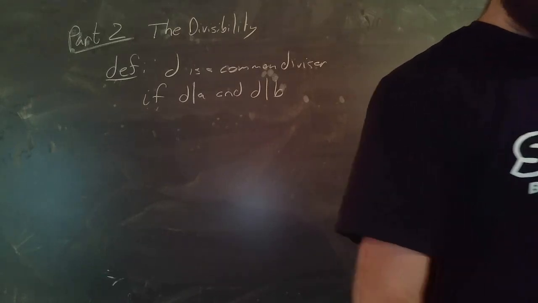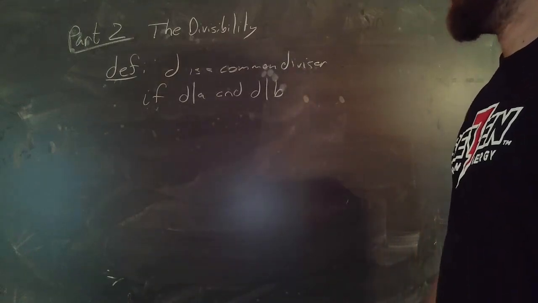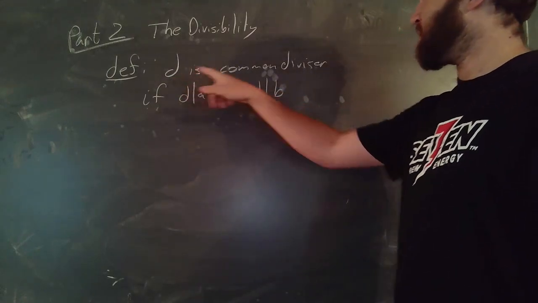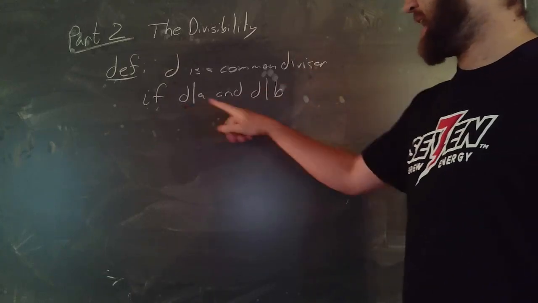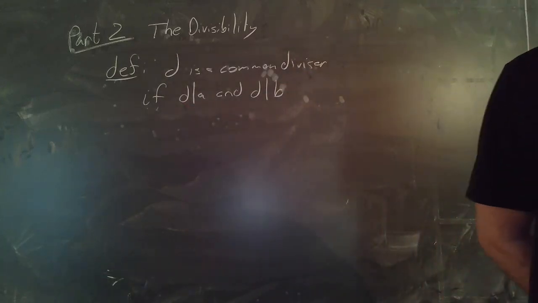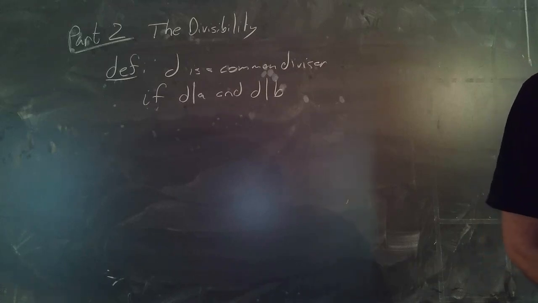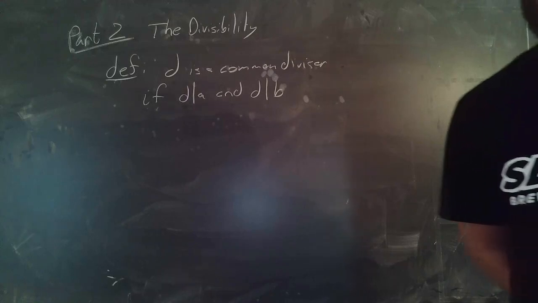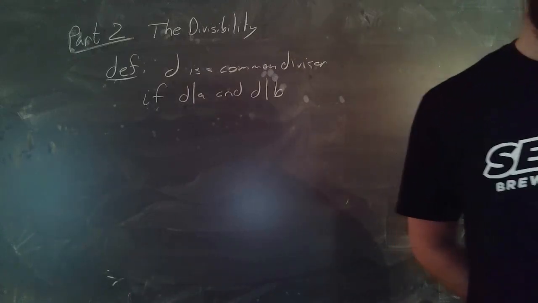So now we need to look at the idea of a common divisor. The definition for a common divisor is that if we have some integer d, it will be a common divisor of a and b if d divides a and d divides b. And furthermore, if at least one of a and b is not equal to 0, then there are only finitely many common divisors. In other words, this list terminates somewhere. You cannot find infinite amounts of things that will divide numbers.